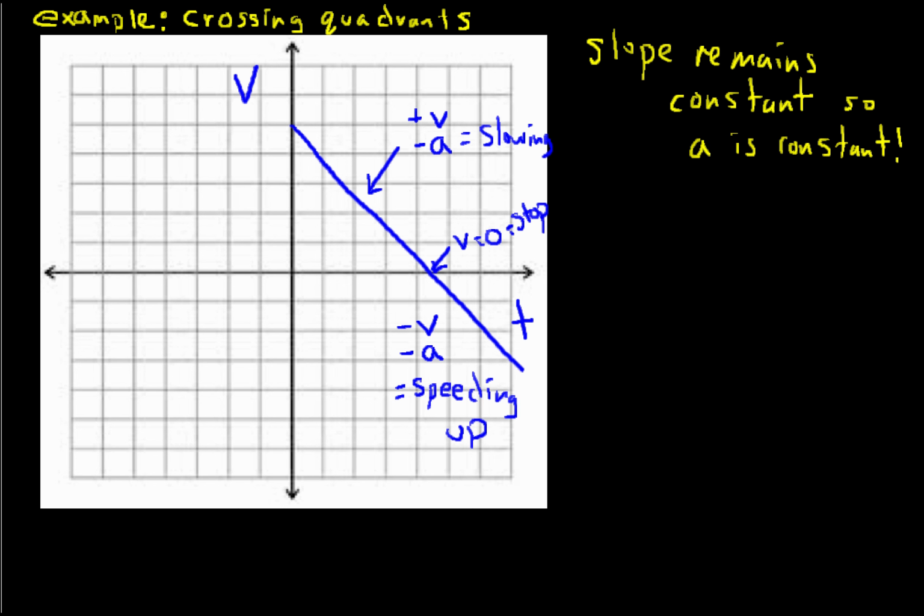This graph could represent the motion of, for example, a ball traveling up in the air and falling back down again. On the way up, the ball is slowing down. At the top, the ball is stopped. And on the way back down, it speeds up as it falls.